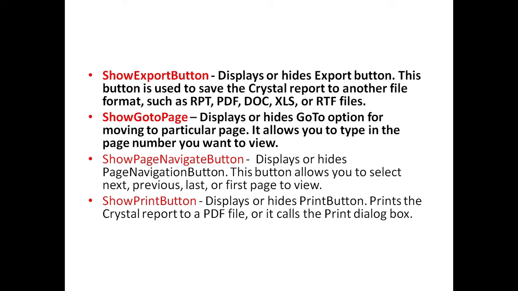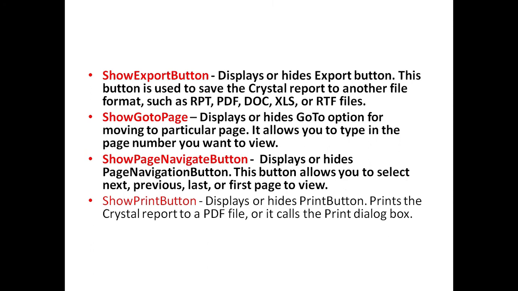ShowGotoPage. This property displays or hides the go to option for moving to a particular page. It allows you to type in the page number to view. ShowPageNavigationButtons displays or hides the page navigation buttons. This button allows you to select next, previous, last or first page to view.